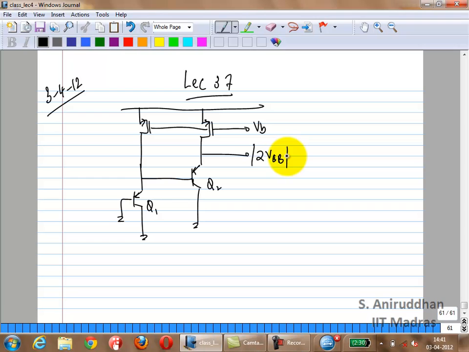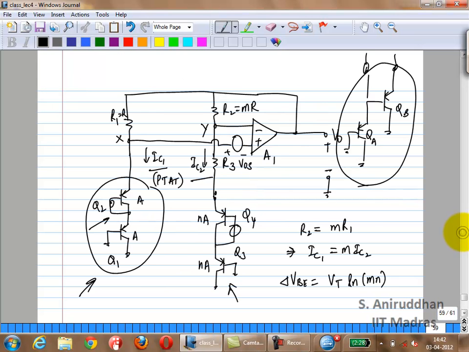What else do you need? Can you complete this one? You need the same thing, a replica of this on the other side, so if this is AA, you first of all need NA. What else do you need? Let's go back to our original band gap. What else do we have here? We have 2 VBE. In this case, all we have done is replaced the resistors with the current sources. Correct?